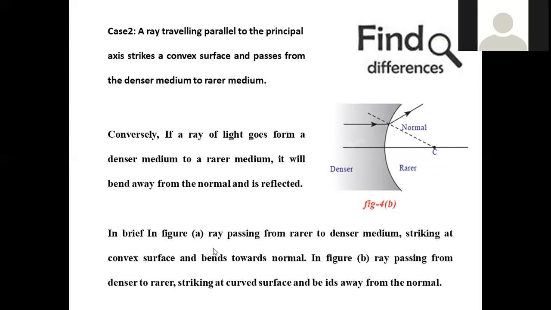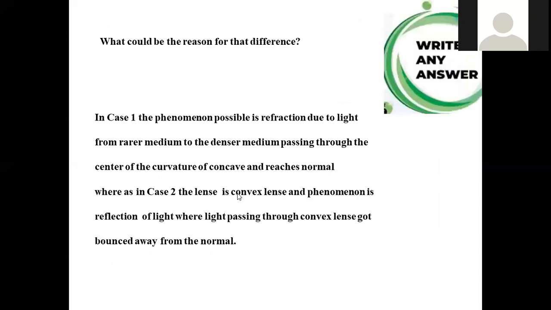In brief, in figure 4A, the ray passing from the rarer to denser medium striking at the convex surface bends towards the normal. In figure 4B, the ray passing from the denser to rarer medium striking on the surface will move away from the normal. So this is the main difference between 4A and 4B.